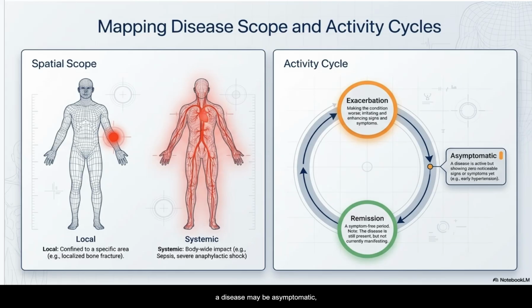Regarding activity, a disease may be asymptomatic, meaning it's active but not yet showing signs, in remission, present but not manifesting, or an exacerbation, which is a flare-up where symptoms become significantly worse. For example, when patients have heart failure, they say they're managing it well, they're at home, but then all of a sudden they have an exacerbation of that heart failure. So they end up coming to the hospital, presenting to the ER with more significant signs and symptoms.